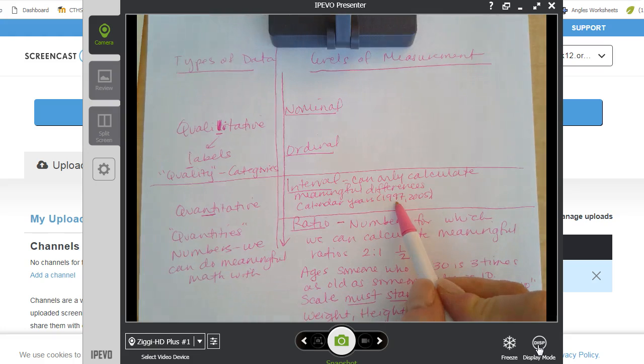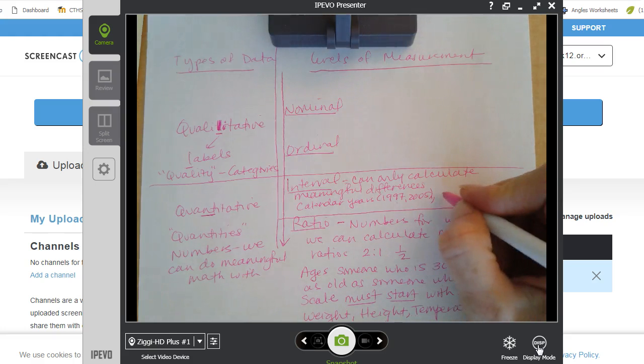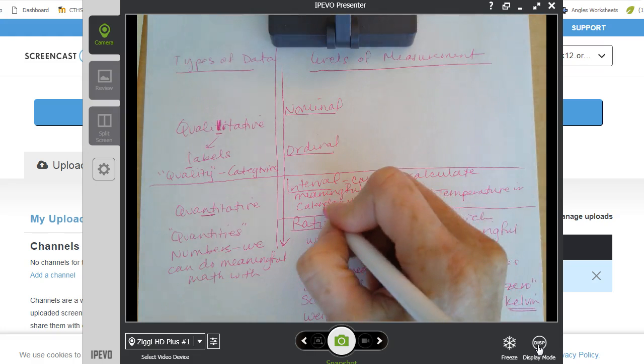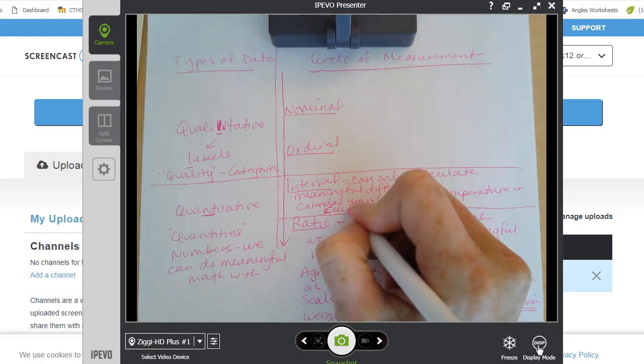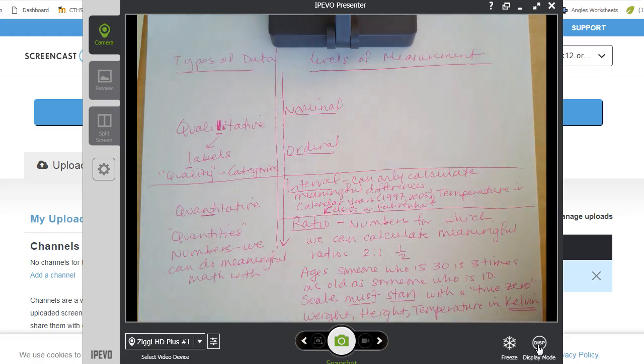How many years were between 1997 and 2005? But I can't say that the year 2000 is twice as long on this earth as the year 1000. I can't do ratios because there are those BC years. All right, so I've got BC and AD years. There's no true zero for calendar years. There's no true zero for temperature in Celsius or Fahrenheit. Those scales have negative numbers, so I can't calculate ratios there either.